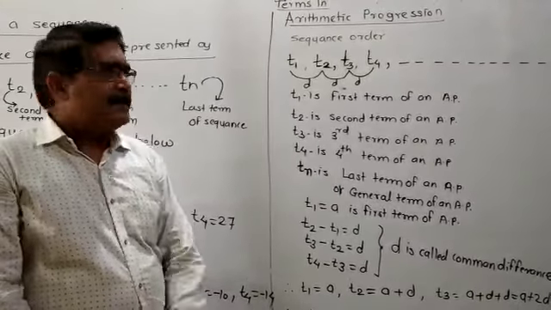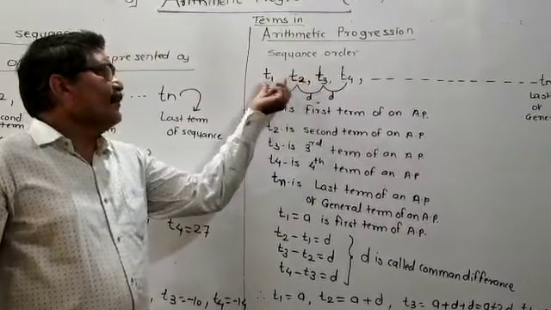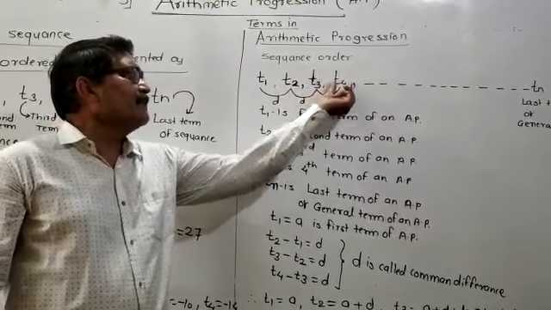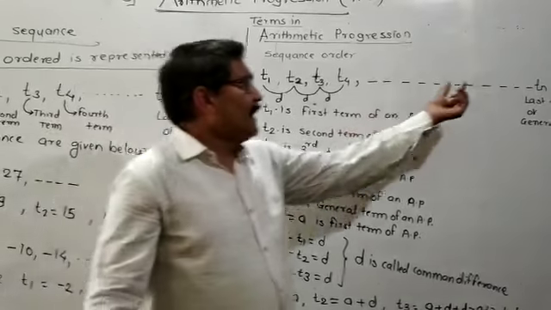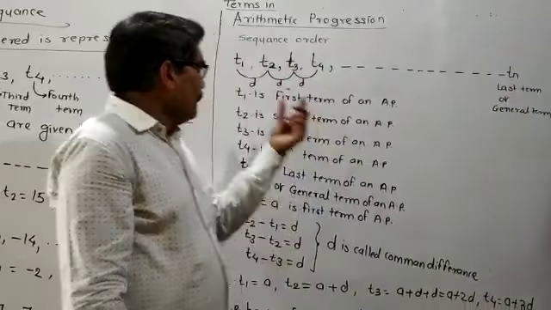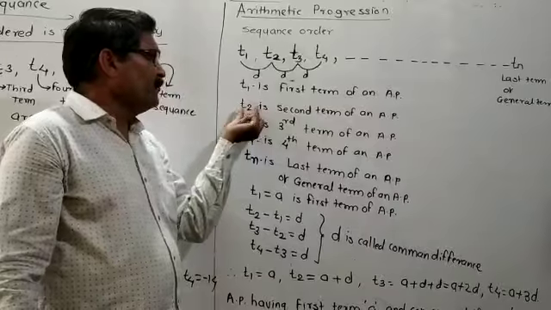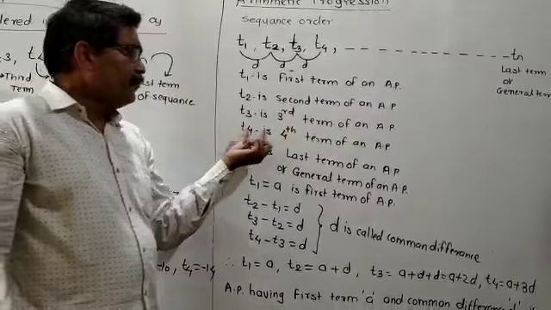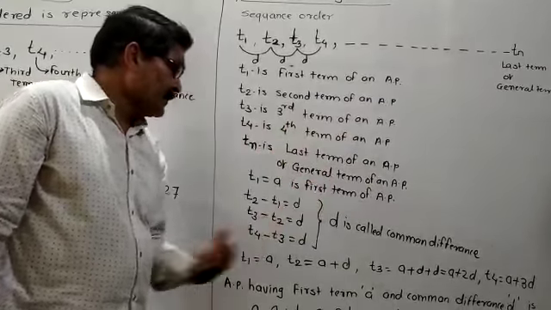Everybody understand? The common difference between the two terms, T2 minus T1, is equal to D. T3 minus T2 is equal to D. T4 minus T3 is equal to D. And this is the last term of the AP, or the general term of the AP. I will explain step by step. T1 is called the first term of the AP, T2 the second term, T3 the third term, T4 the fourth term, and Tn is called the last term of the AP or the general term.